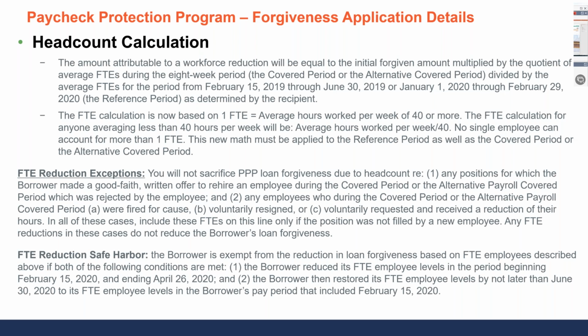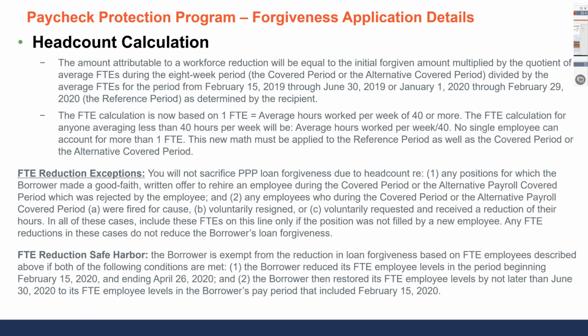So there's now two additional pieces here. The FTE reduction exceptions. You will not sacrifice PPP loan forgiveness due to headcount in relation to any positions for which you made a good faith written offer to rehire an employee, emphasis on written offer to rehire an employee, during the covered period or the alternative covered period, and that offer was rejected. And any employees who during the covered period or the alternative covered period were fired for cause or voluntarily resigned or voluntarily requested and received a reduction in their hours, in all of those cases, you will not be penalized if your FTE count at the end of your loan period comes out to be less than the FTE count from the reference period. To the extent that is solely due to these exceptions, you will not sacrifice forgiveness.